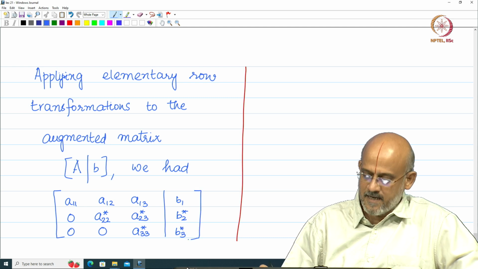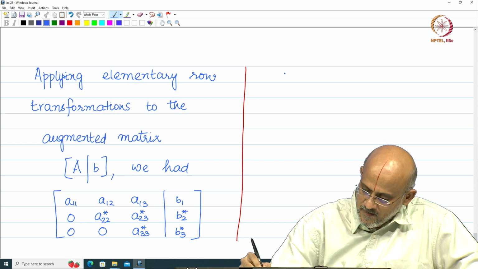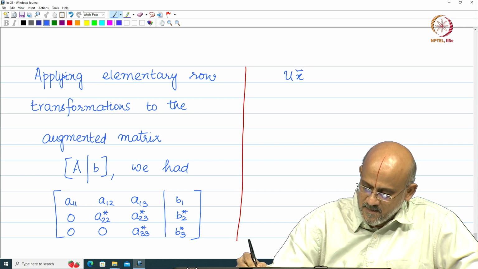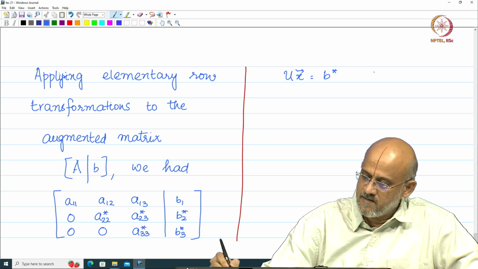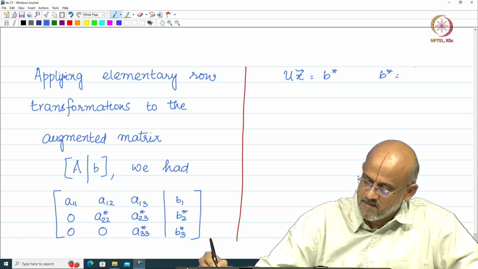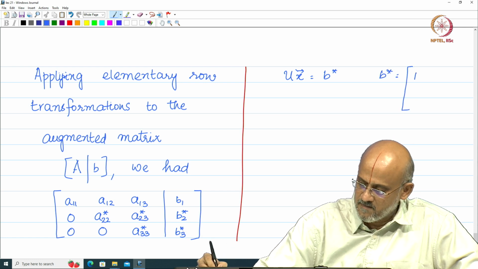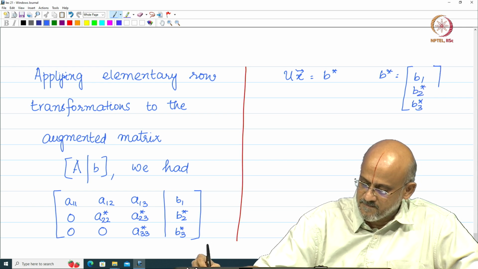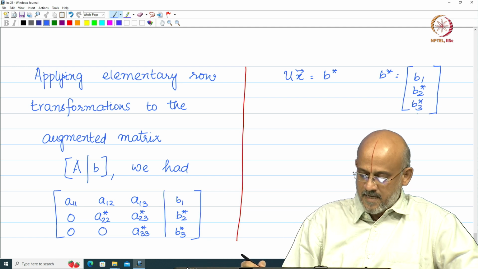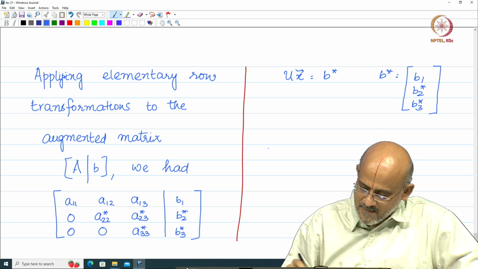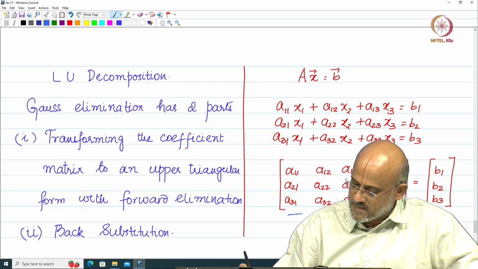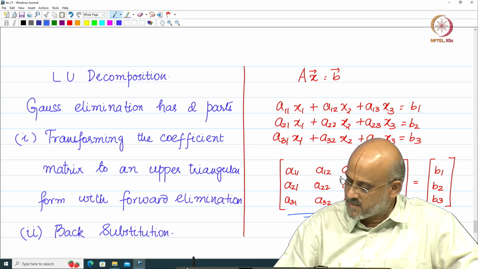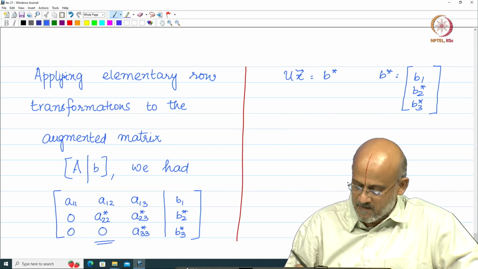That is what we had, and this basically became Ux equals, let us say, B star, where B star is nothing but this column vector B1, B2 star and B3 star. This is what we had. It is interesting that we had this matrix A, and from this matrix we ended up in this upper triangular matrix.